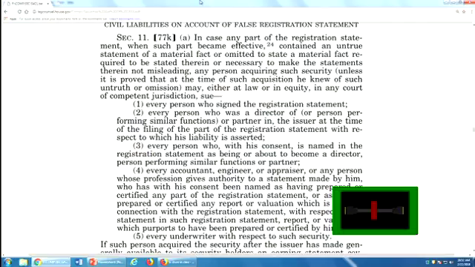Are lawyers experts? Who thinks lawyers are experts based on the reading? Who thinks lawyers are experts? Michael, you agree? A legal sign-off, that kind of makes them experts. Are they liable then? Who thinks that lawyers are liable for the entire registration statement? Any misstatement on the entire registration statement?